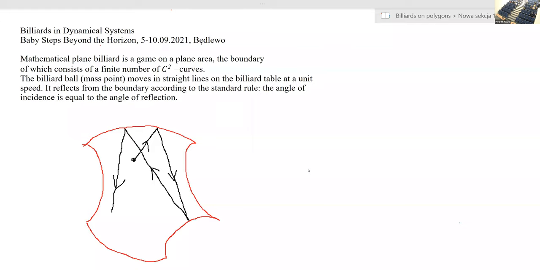In 2015, Krzysztof Frączek was awarded the Banach Prize of the Polish Mathematical Society for his outstanding achievements in mathematics. The Banach Prize is the most prestigious prize in Poland. It's very hard to get it. I mean, the competition is really very hard. Okay, so now, Krzysztof, please start. The floor is yours.